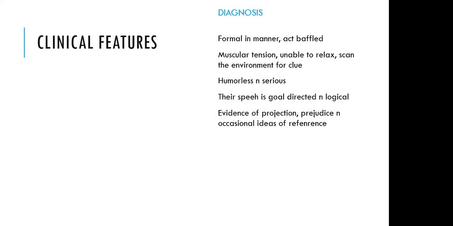So on psychiatric examination, the patient with paranoid personality disorder may be formal in manner and act baffled about having to seek psychiatric help. They have muscular tension and are unable to relax, and always scan the environment for clues to help them find evidence to mistrust. The patient's manner also appears humorless and serious. Their speech is goal-directed and logical, and their thought content shows evidence of projection, prejudice, and occasional ideas of reference. Next.